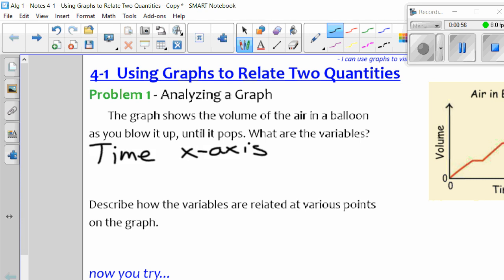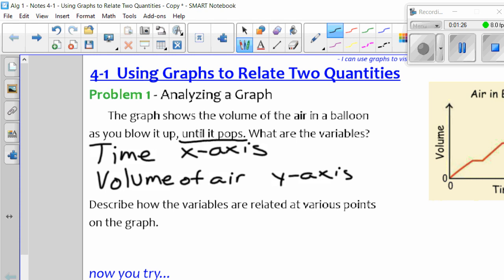Okay. And over a period of time, I'm blowing air into this balloon. So the other variable is volume of air. And that's represented on the y-axis. Okay. So that's just kind of what you have to look at. What's on the x-axis? What's on the y-axis? You know, I'm blowing hot air into the balloon, and it's going to blow it up. Okay. We're also going to blow it up until it pops, okay?